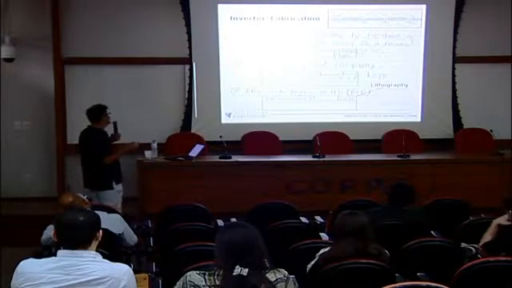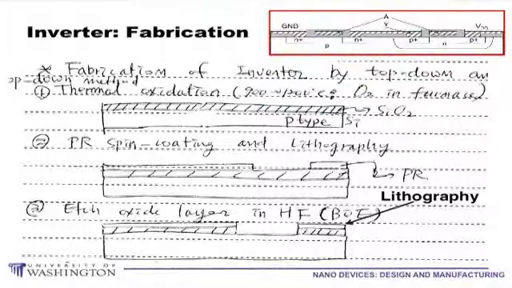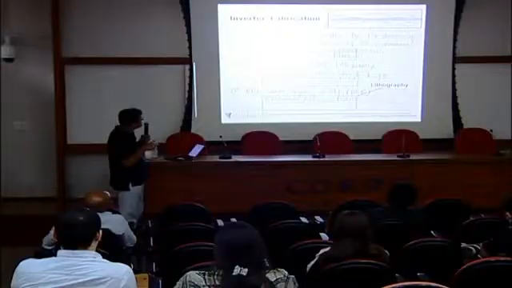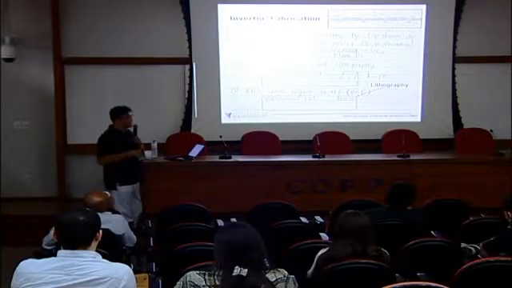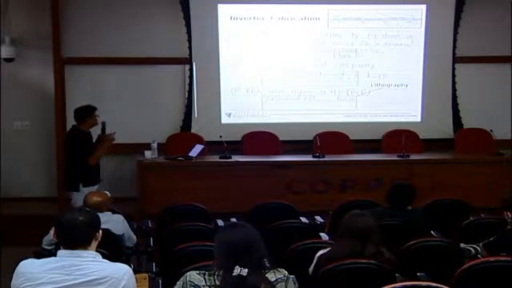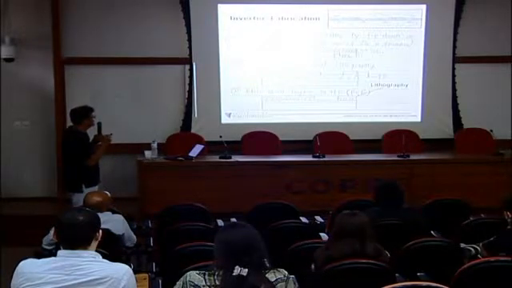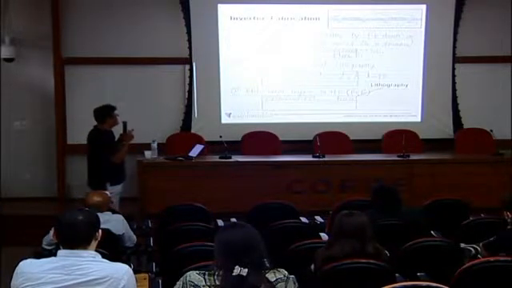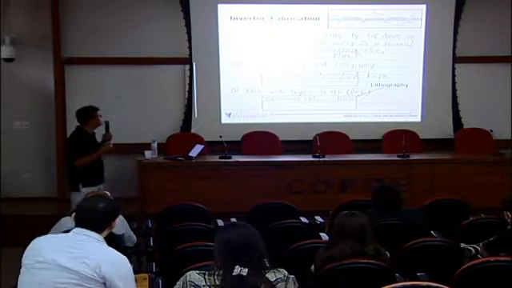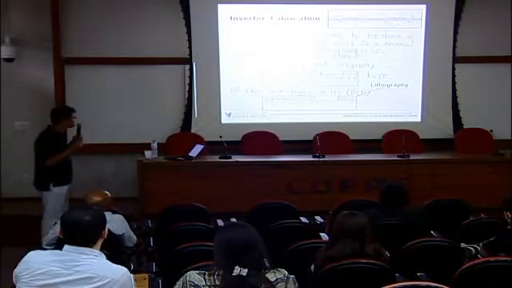So we will see how many lithography steps we need to fabricate the whole thing. At the beginning, it starts from a P-type silicon wafer. So if you see this structure, the base material is a P-type semiconductor. So we will start from the P-type silicon wafer, and then it will be oxidized in a thermal oxidation furnace.